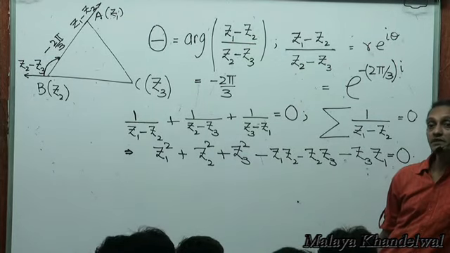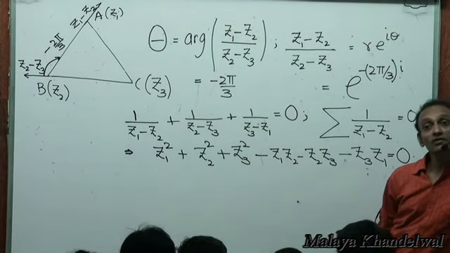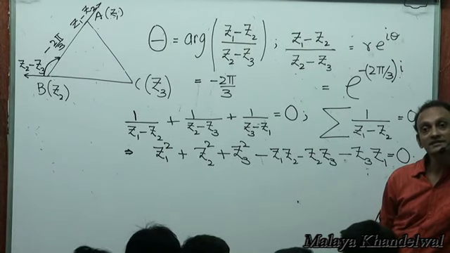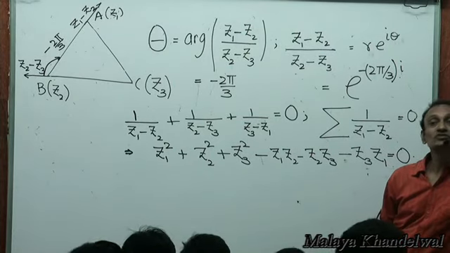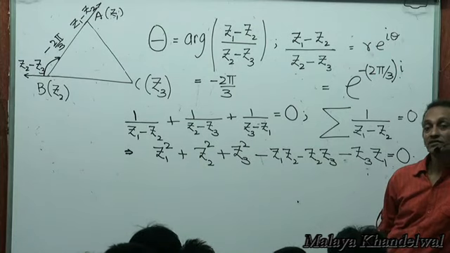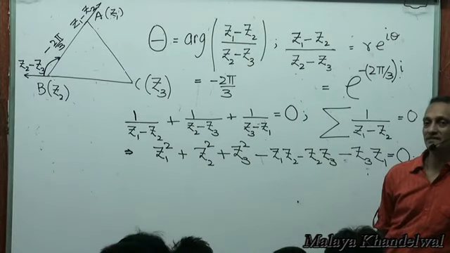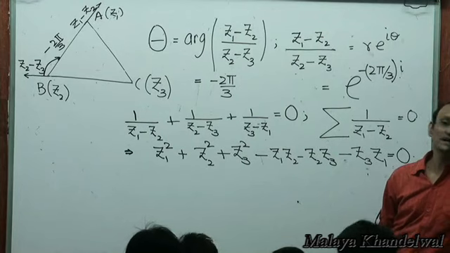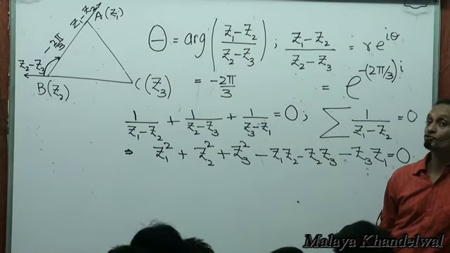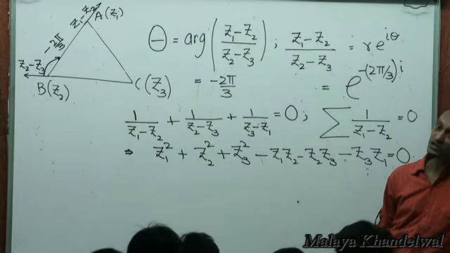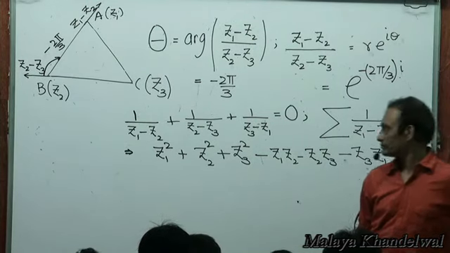AM, GM, HM inequality is for non-negative real numbers, right? It's not true for complex numbers. AM greater than or equal to GM greater than or equal to HM is true for positive real numbers. Okay.